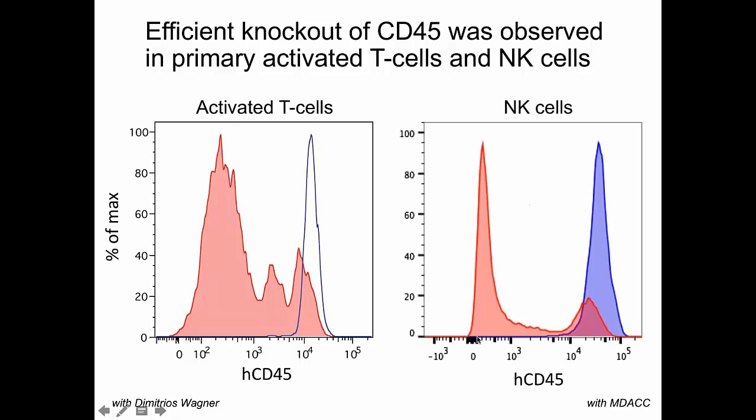And then here is showing primary NK cells, in which, again, we also saw really highly efficient knockout compared to this Cas9 only treated sample.